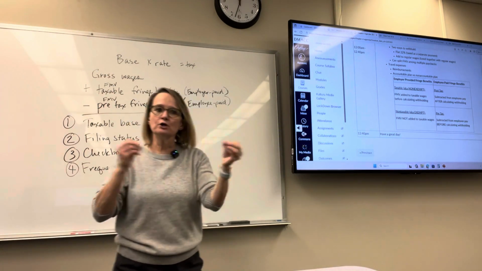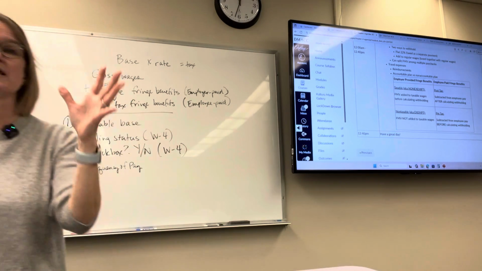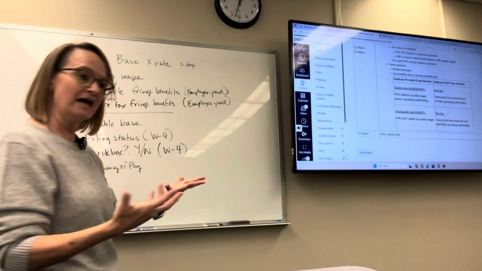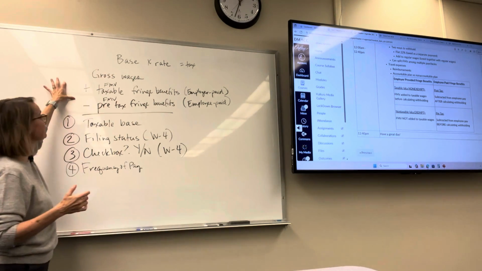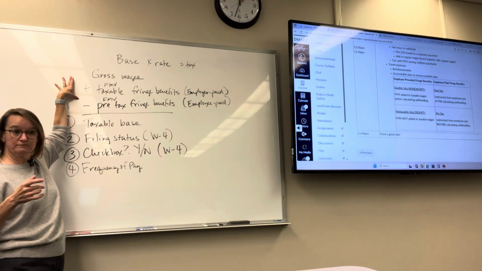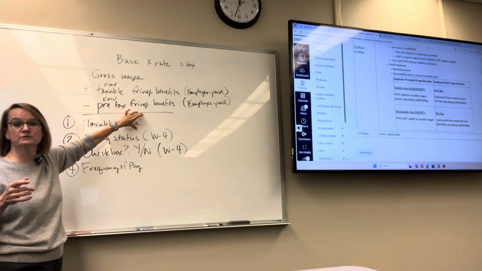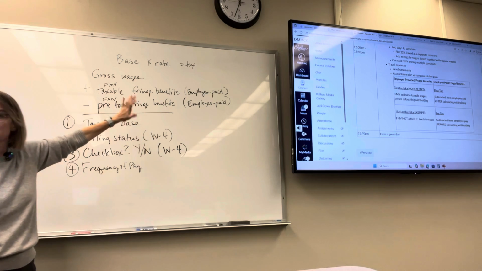So we have to determine which of those fringe benefits that the employer paid for are taxable, and we have to take the value of the taxable fringe benefits and add it to the gross wages. This is, again, before we get to our base, before we do the tax calculation, we've got to take these steps.